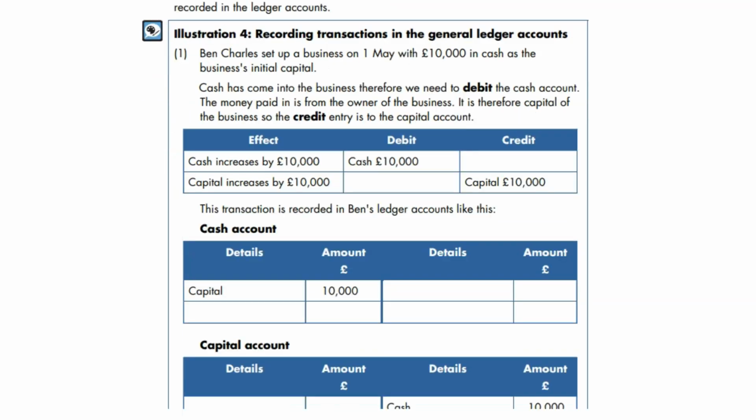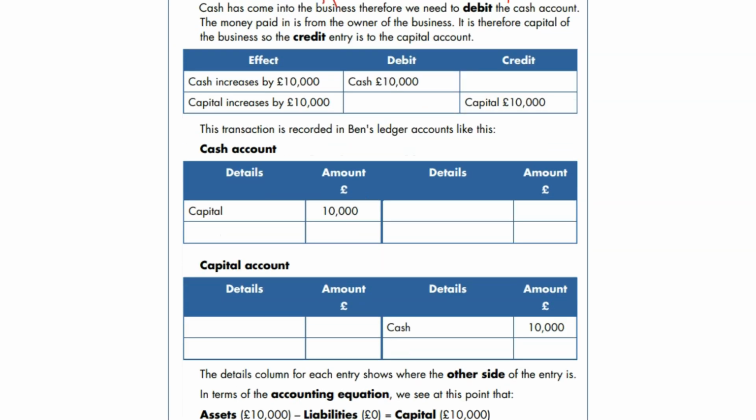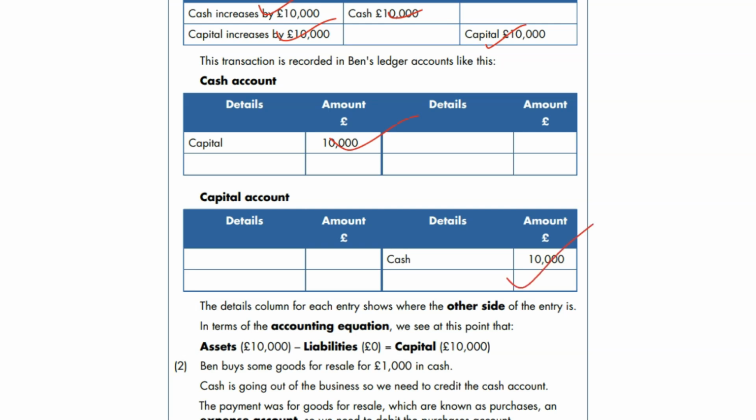Illustration number 4, recording transactions in general ledger accounts. Ben Charles set up a business 1st of May, 10,000 in cash. So what is happening with the business? Cash going up and capital going up. Capital is a credit account, right? So cash increase, capital increase, cash debit, capital credit. That is being shown here.